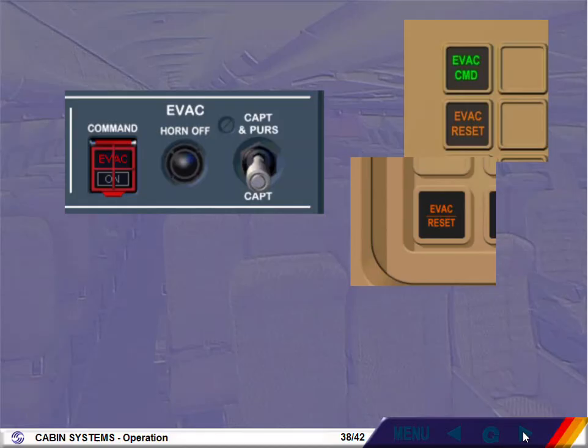Let's suppose that the purser has selected the evacuation command push button on the forward attendant panel. With the selector switch in the captain position, the evacuation alert system is only activated in the cockpit. The evacuation horn sounds for 3 seconds. The evacuation indicator flashes.